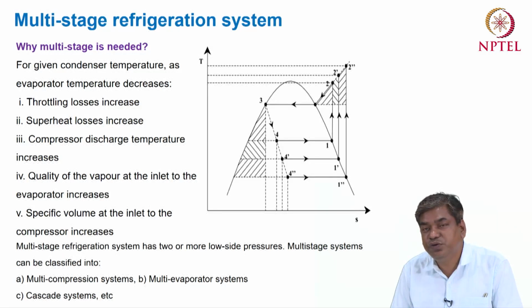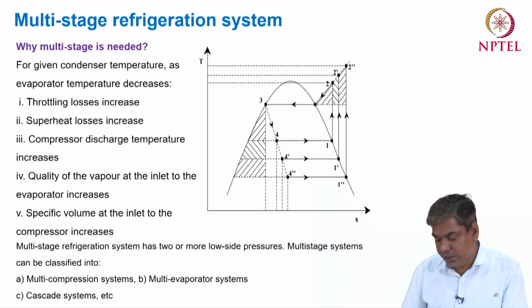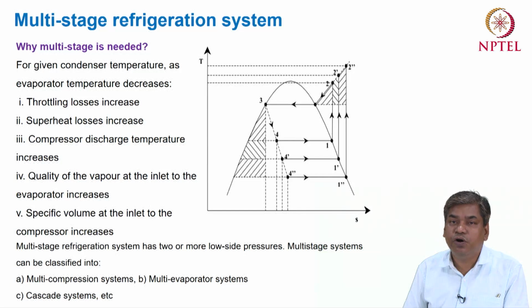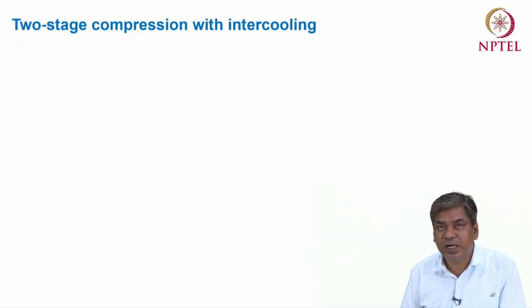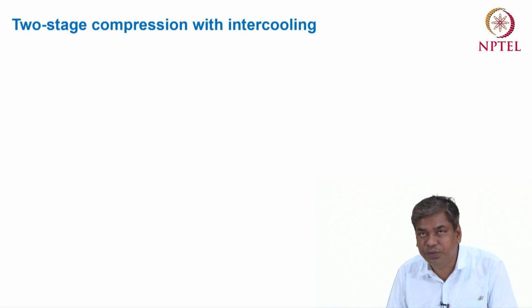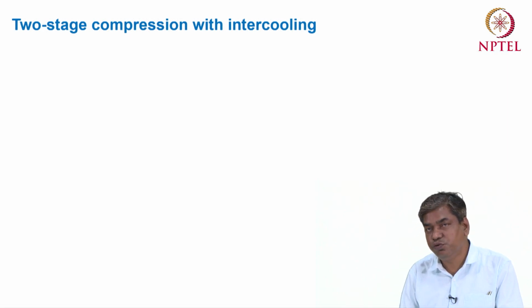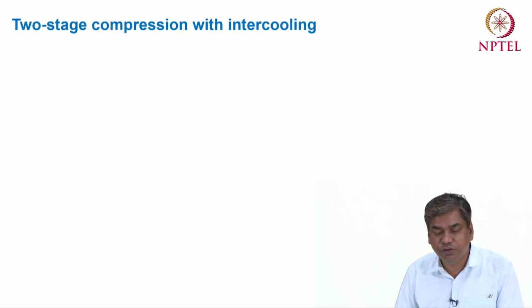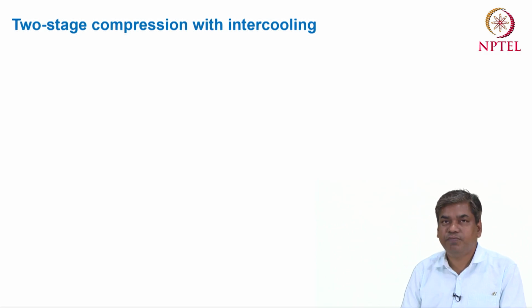Okay, so basically first of all we will concentrate on how the compressor discharge temperature and compressor work can be reduced by using the multi-compression system, which will ultimately give the overall performance improvement of the system. So first of all we will discuss the multi-compression system. Instead of one compression process, we will use two compression processes. That means the compression from the evaporator temperature to the condenser temperature will be done in two stages.